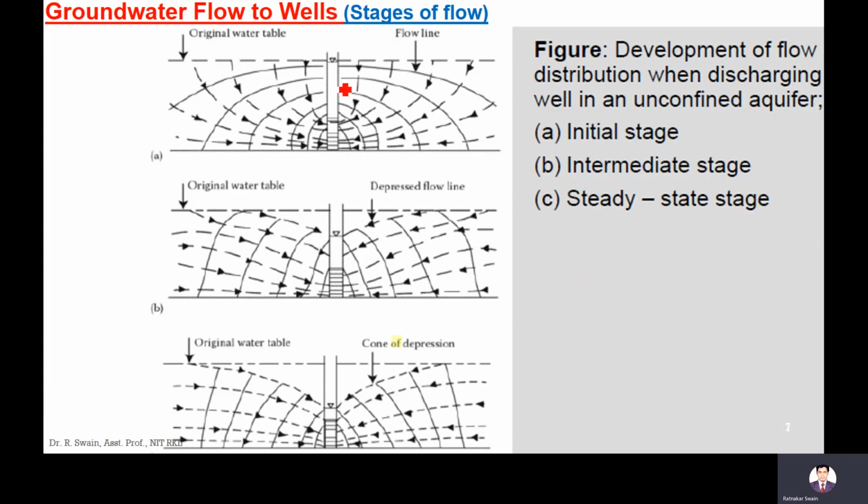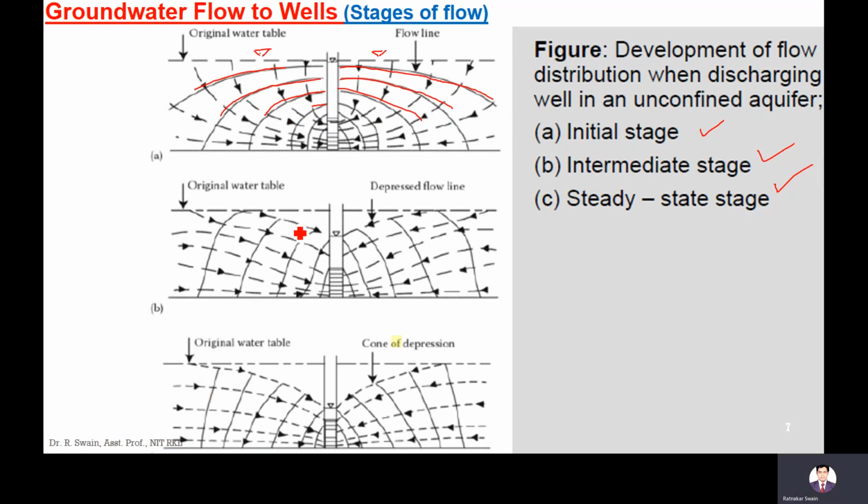Here you see the three stages: initial stage, intermediate stage, and steady state stage. In the initial stage, these are the flow lines. This is the well. Now there is no pumping. This is the groundwater table.